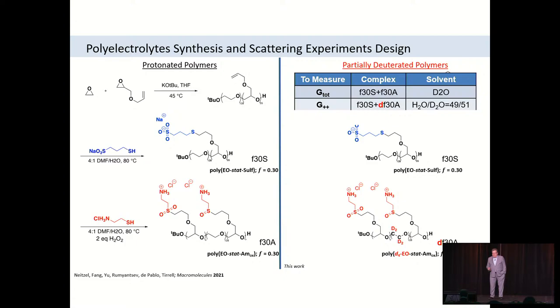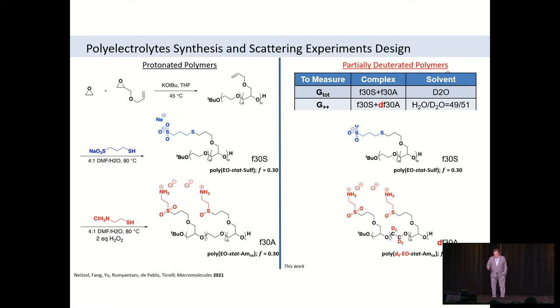But what we did using the same chemistry that I showed you is make polymers that have neutron scattering contrast by, in this particular case, using deuterated polymers that put a positively charged deuterated ammonium on the 30% polymer and then mixing it with a 30% sulfonated polymer.